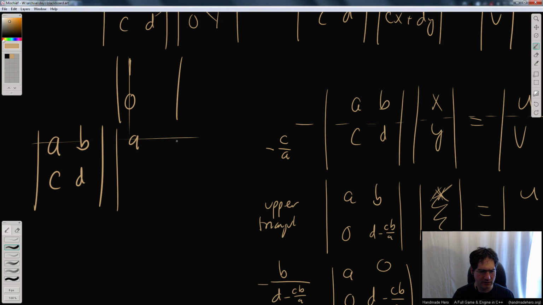Wait, how does this work again? What am I missing here? Did I do that right? 1, 0, because this has to be the negative CA version. Wait a minute. Because this needs to be A, this still needs to be B, this needs to produce 0, and this needs to produce D minus CB over A, or rather, negative CA times B. So that negative CA has to, yeah, I guess it would have to come in.